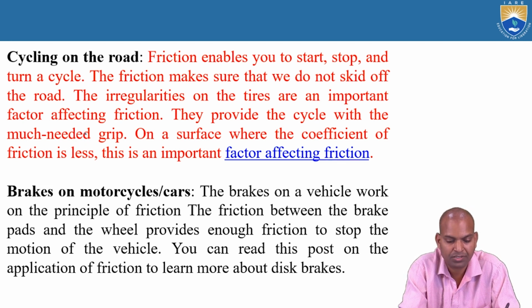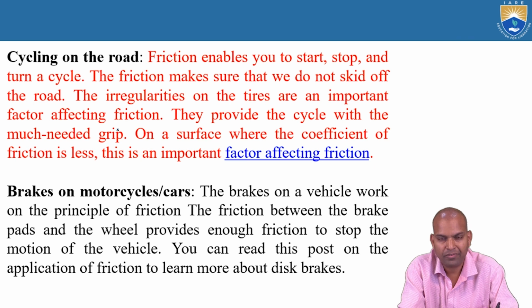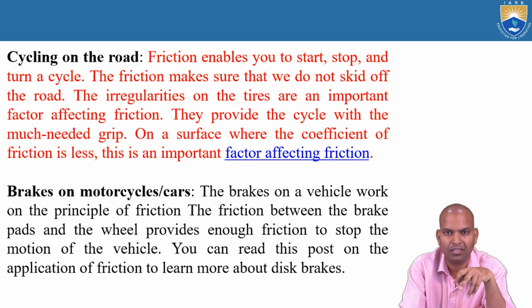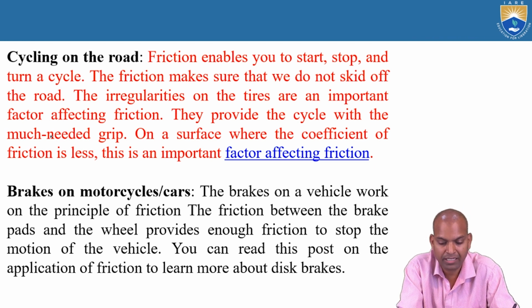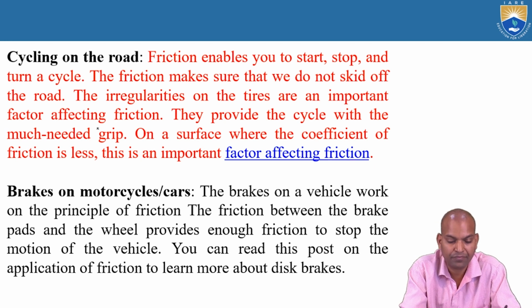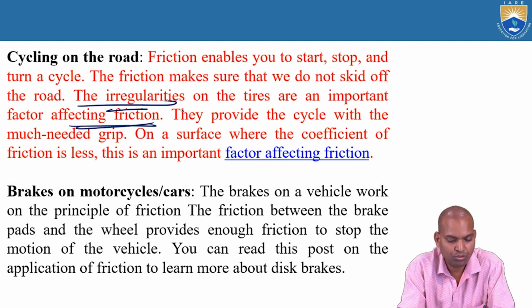Otherwise, skidding takes place. So why do they keep irregularities on the outside circumference of the tire? To hold the grip, to increase the friction. So the irregularities on the tires are an important factor affecting the friction. Suppose I don't want to make irregularities, I want to make it smooth like a tube.